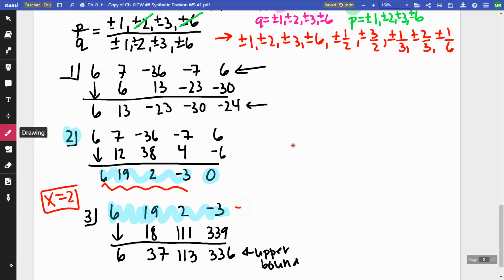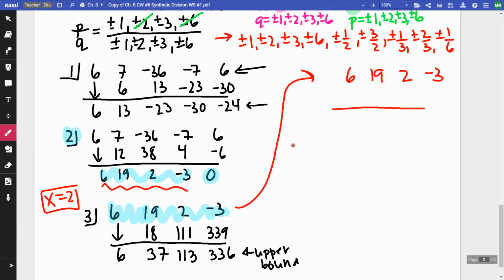Okay, so I'm going to take this one, which is 6, 19, 2, negative 3, and try that one. So let's say I try with -1. Bring this down, 6. 6 times -1 is -6. I add, I get 13. 13 times -1 is -13. I add, I get -11. -11 and -1 is +11. I get an 8.